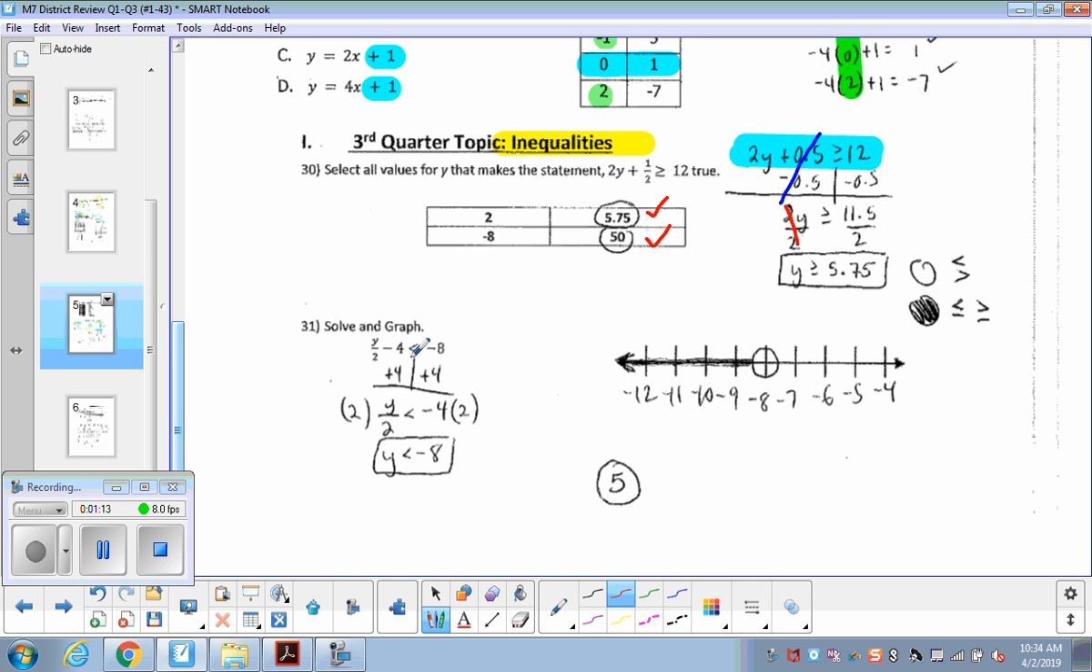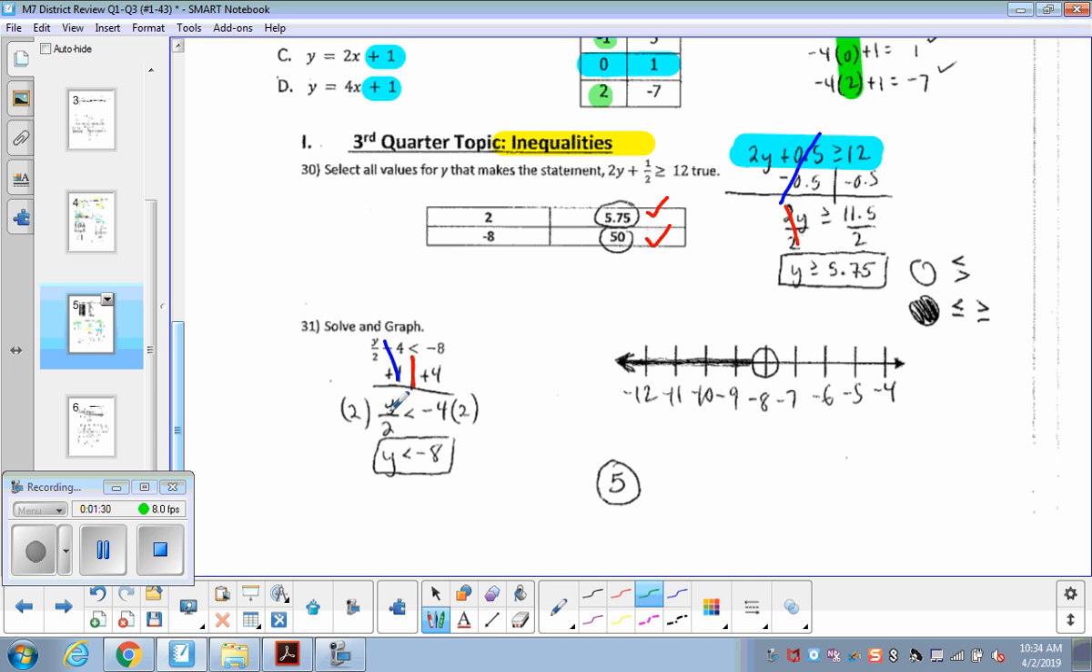Now for question 31, we want to solve and graph. So we're going to simply drop the line and start to solve. We have a negative constant, so I'm going to add 4 to both sides, and that's going to cancel out my constant. Negative 8 plus 4 is negative 4. Now left over on this side, I have y divided by 2, and we have less than negative 4.